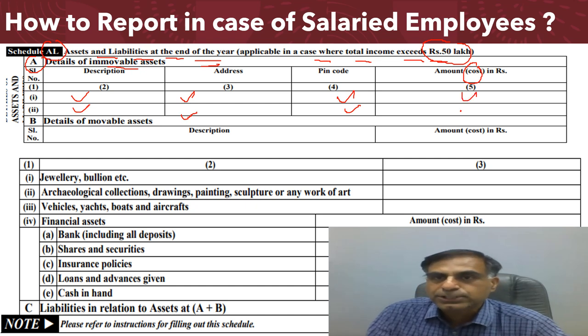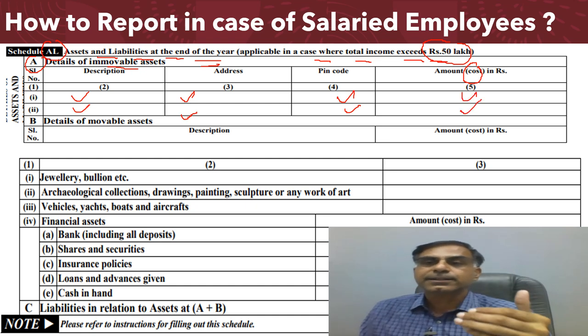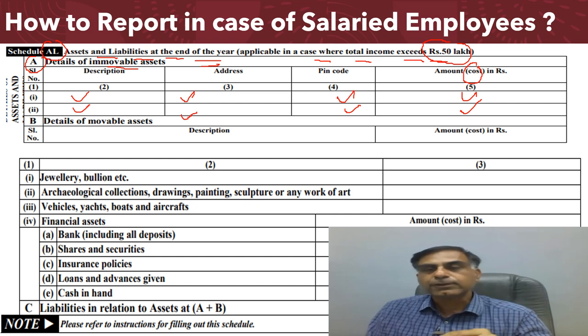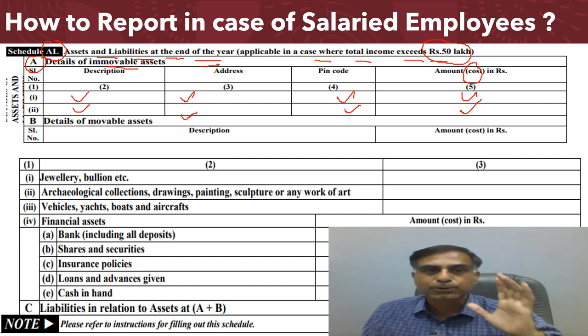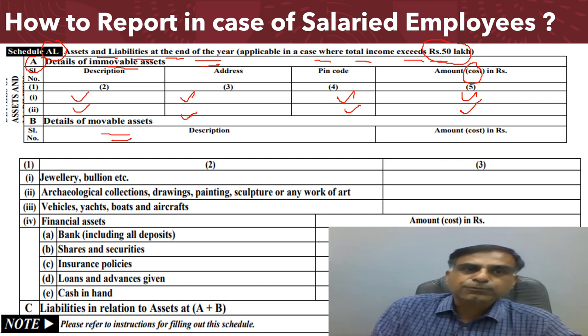So you are supposed to mention the cost. Suppose you have acquired the asset from your predecessor by way of will or by way of gift, then you can fill up that value as a cost. You need not fill up the stamp duty value.